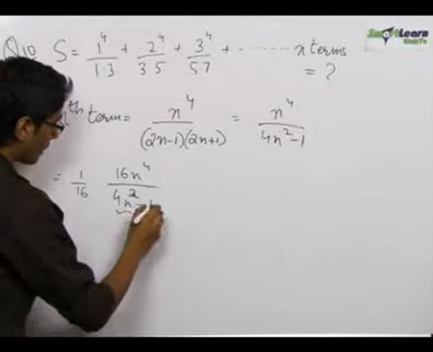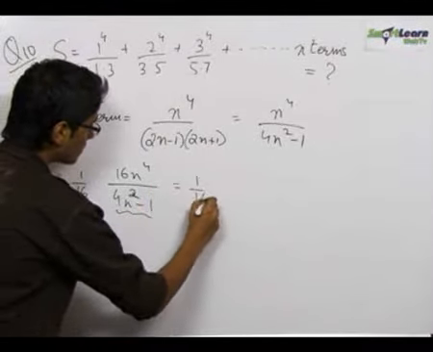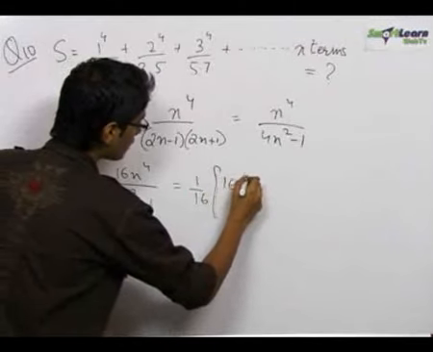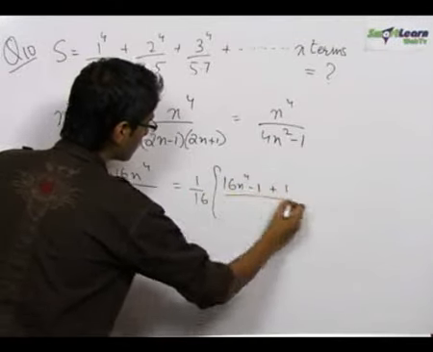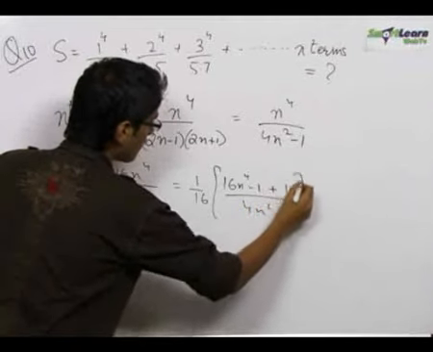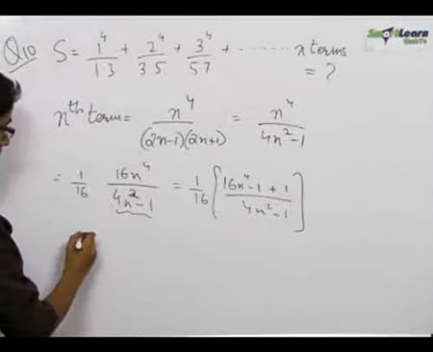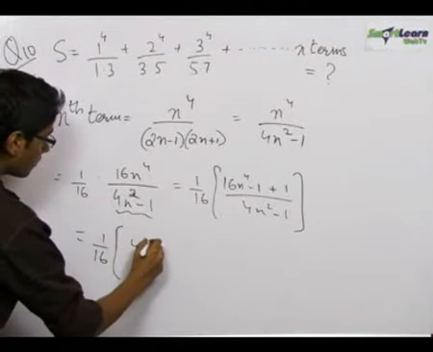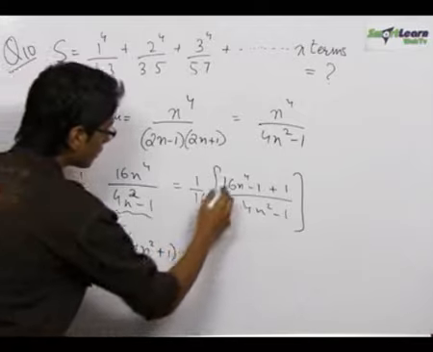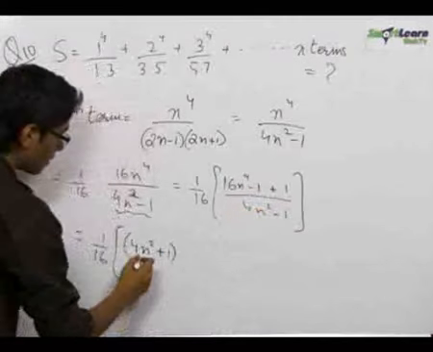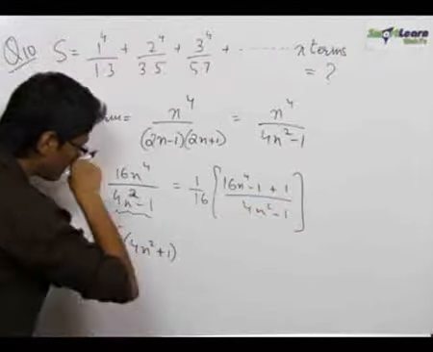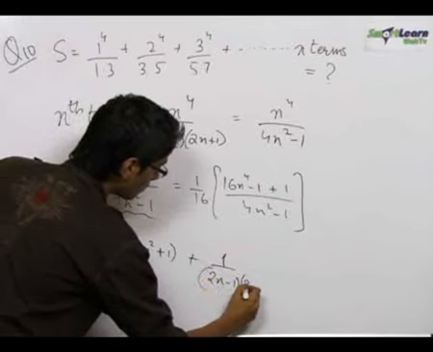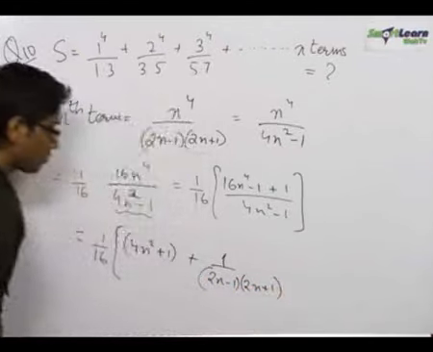Now in order to cancel this factor, we make this as 1 by 16 times (16n power 4 minus 1 plus 1) upon 4n square minus 1, which gives us 1 upon 16 times (4n square plus 1). This is a square minus b square upon a minus b, which becomes a plus b, and this becomes 1 upon (2n minus 1)(2n plus 1).